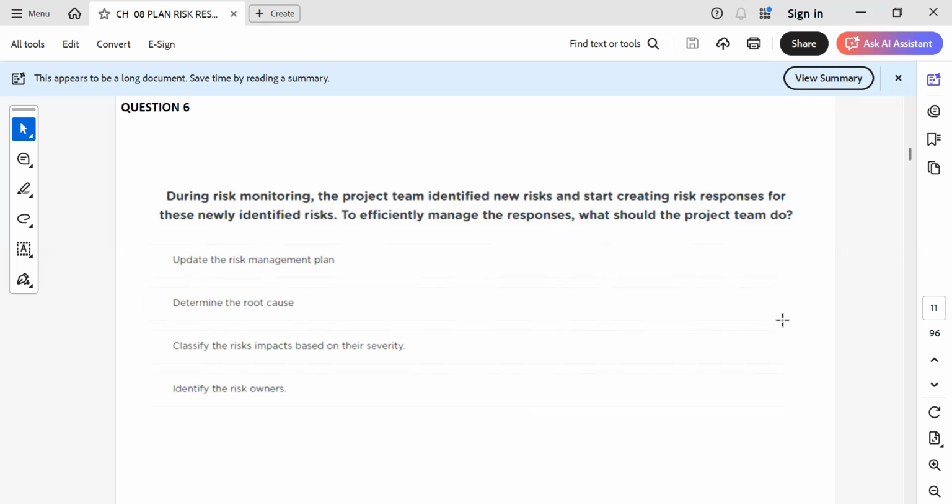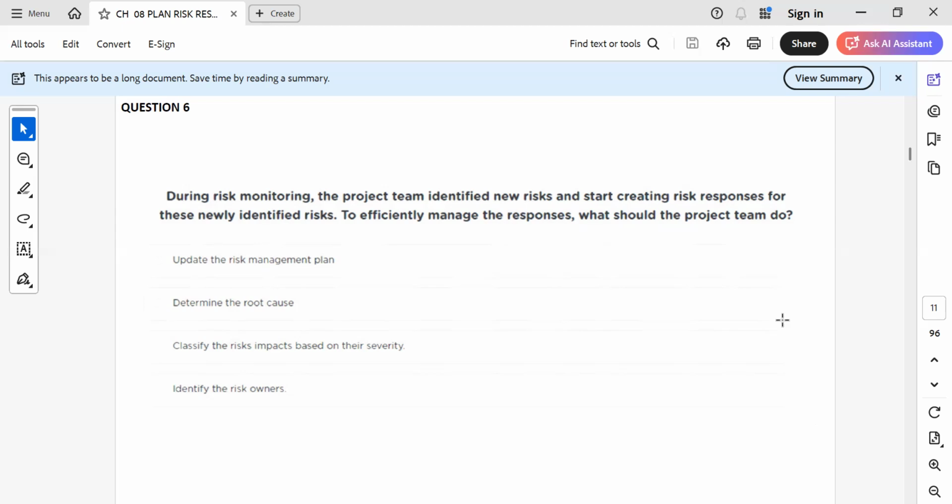During risk monitoring, the project team identified new risks and started creating risk responses for these newly identified risks. To efficiently manage the risk responses, what should the project team do? A: Update the risk management plan. B: Determine the root cause. C: Classify the risk impacts based on the severity. D: Identify the risk owners. Okay, update the risk management plan. No, this is not the correct option, right? Right.